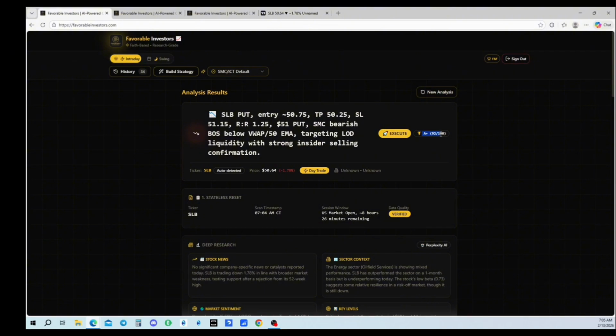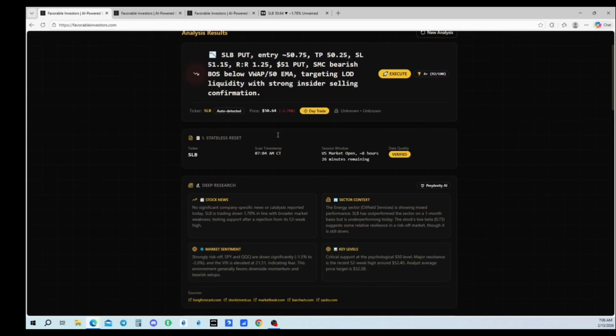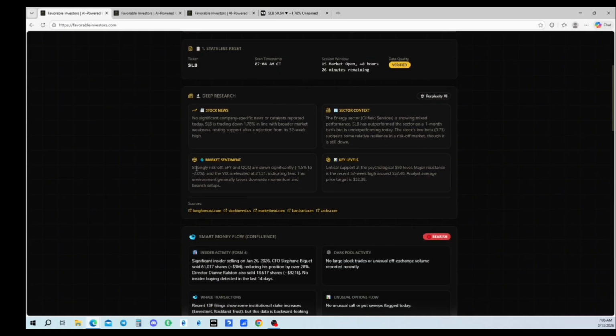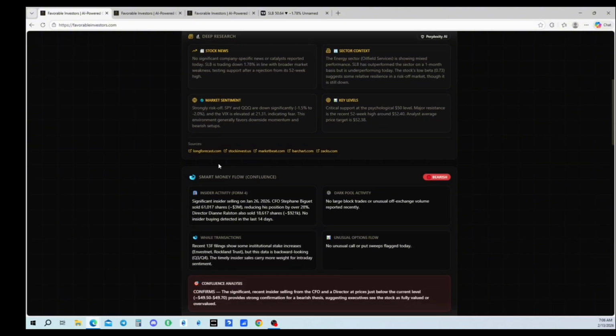Now let's pull back up our SLB. We ran this, we uploaded all of the screenshots that we got, put it in here, and look at what it's saying. SLB put entry around 50.75, take profit 50.25, and look at all of this data. Look at this deep research, stock news, no significant company specific news. It gives a full sector context. It gives market sentiment, key levels, everything that you could possibly ask for in a highly professional algorithm for stocks and options. Look at all this different data that it gives you.